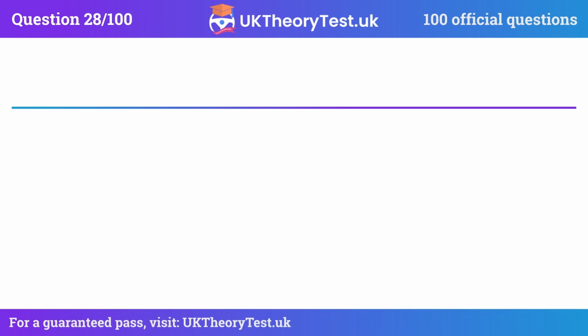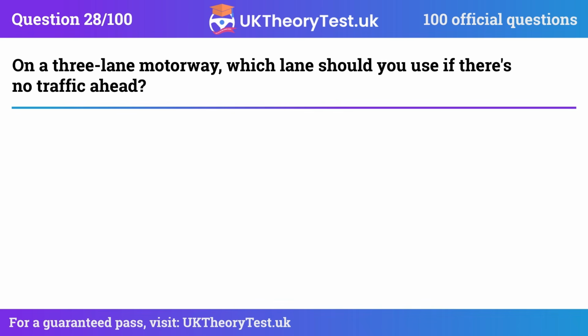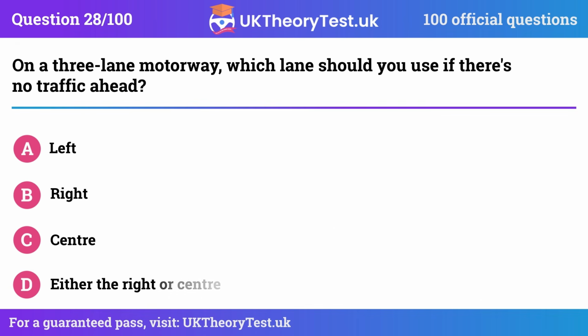Question 28. On a 3-lane motorway, which lane should you use if there's no traffic ahead? A. Left. B. Right. C. Center. D. Either the right or center.